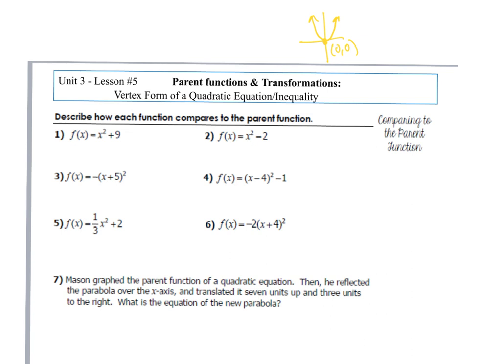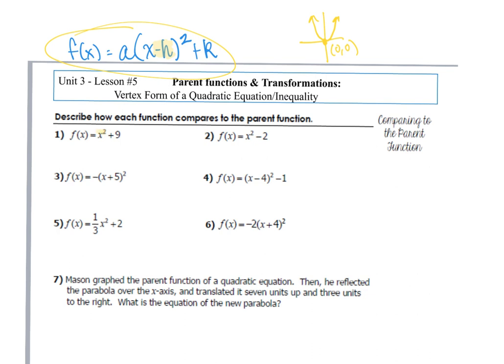On number 1, we're looking at f of x equals x squared plus 9. This is in vertex form, even though it's not as obvious. Looking up here at the top, where I'm circling in yellow, you'll notice that we have x minus h in parentheses and squared. If we are adding or subtracting a number inside those parentheses, that would represent our left and right shift, because it's inside the parentheses with the x, and x's move left to right.